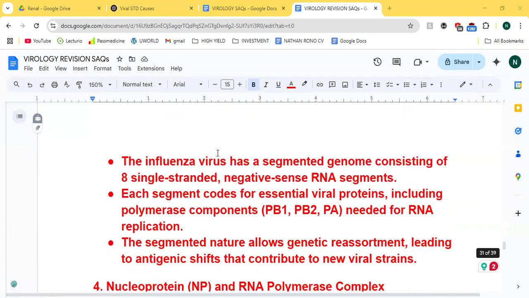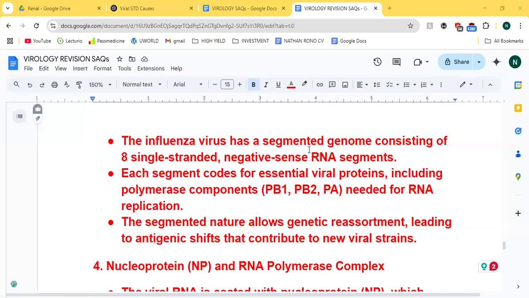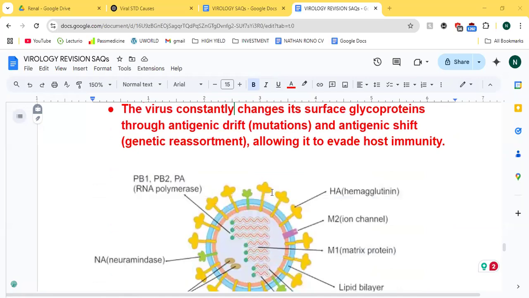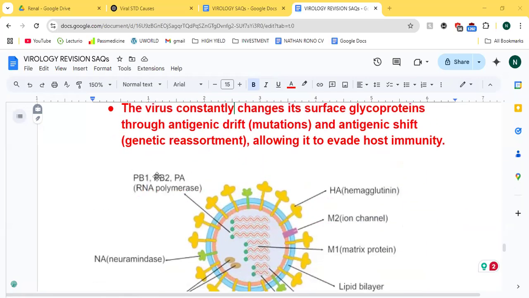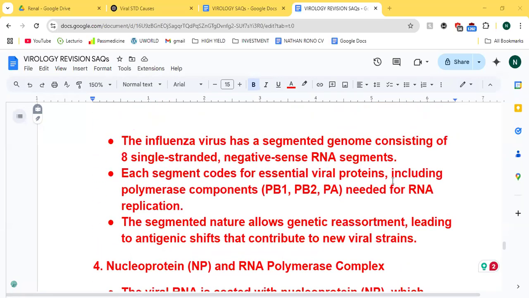So we go to, where are we? The segment. Each segment codes for essential viral proteins, including the polymerase. As we had seen here, this one's PB1, PB2, and PA, needed for RNA replication. The segmented nature allows genetic reassortment, leading to antigenic shifts that contribute to new viral strains. So basically, this means the mixing of segments of two different viruses.